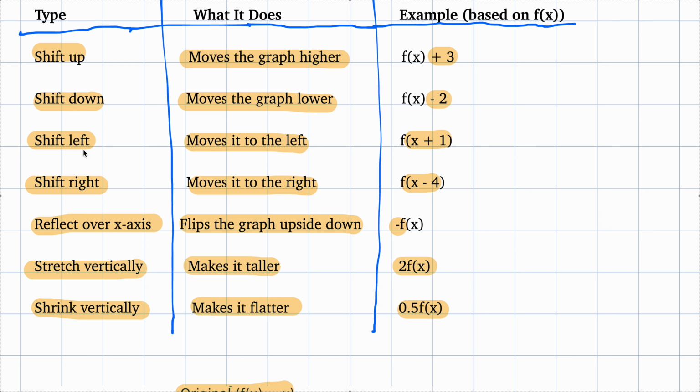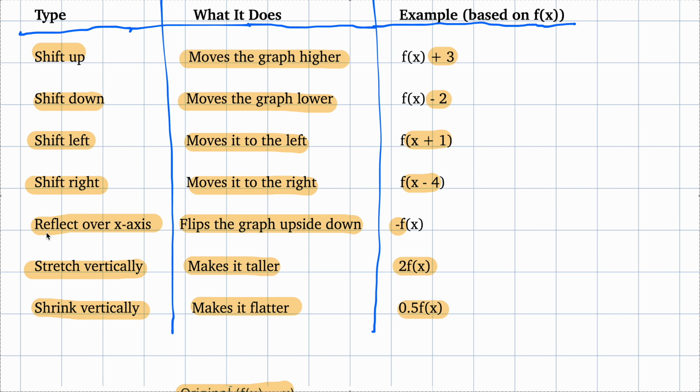And if we're shifting left, we're moving it to the left. So actually to the input, we have to add a positive value. So f of x plus 1 was shifted to the left by 1. And if we're shifting right, we're going to subtract a positive value inside of the input. So we're shifting this function to the right by 4 units.